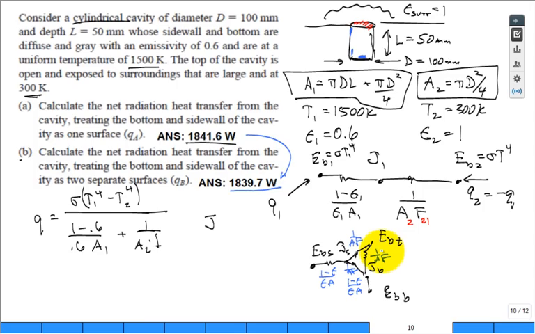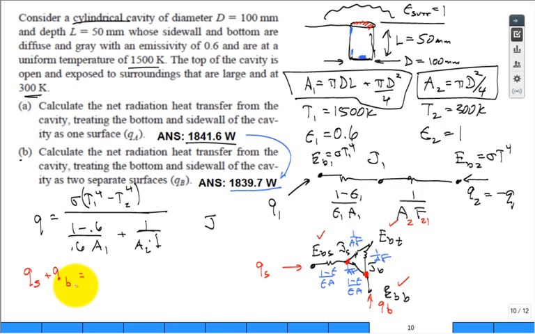But does that make sense? And now you say to yourself, okay, I know the EB of the side, I know the EB of the bottom, I know the EB of the top. I do not know the J of the side and the J of the bottom. That's a rub, that's a problem. But what I want to calculate is the net radiation heat transfer from the cavity, which is going to be the sum here, Q of the side plus Q of the bottom. That's what I'm trying to calculate.